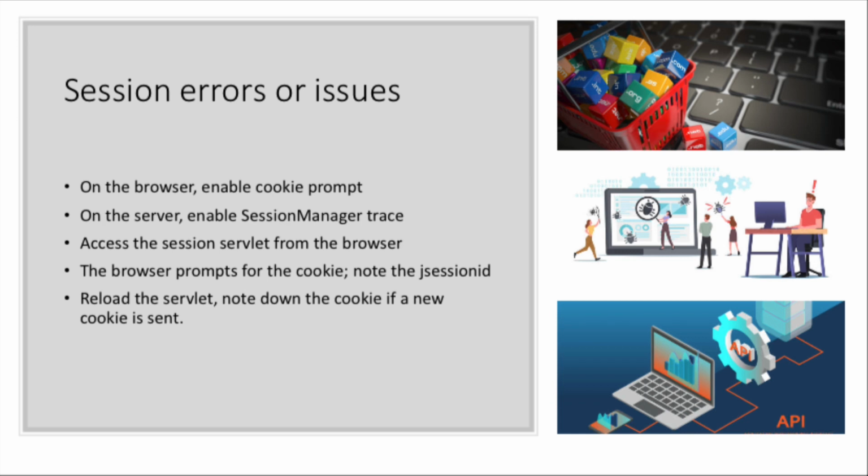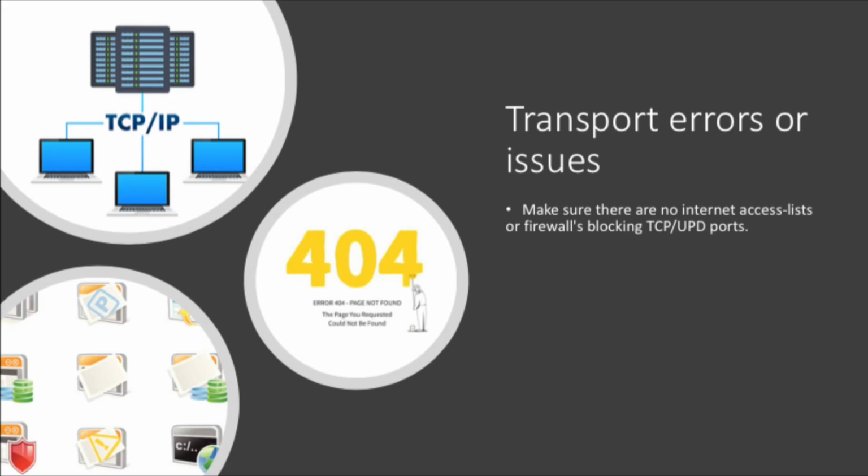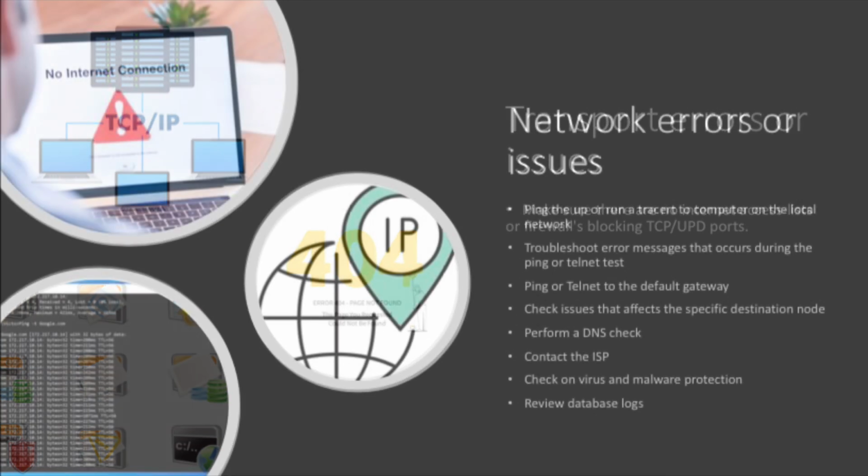The transport layer uses TCP and UDP, which use ports for communication. Most layer 4 problems revolve around ports being blocked. When troubleshooting layer 4 communications issues, first make sure there are no access lists or firewalls blocking TCP, UDP ports.